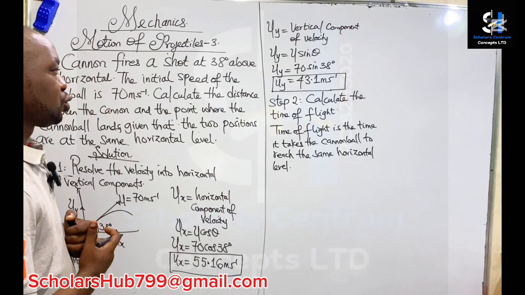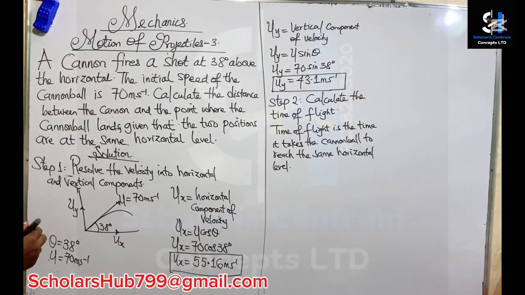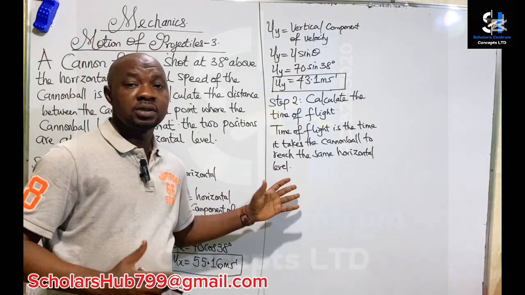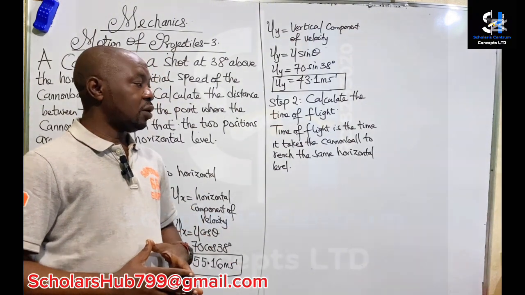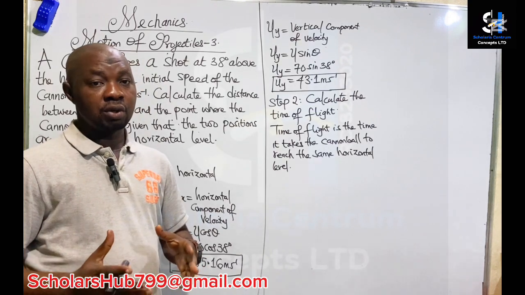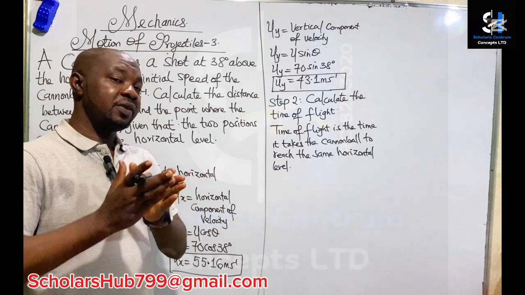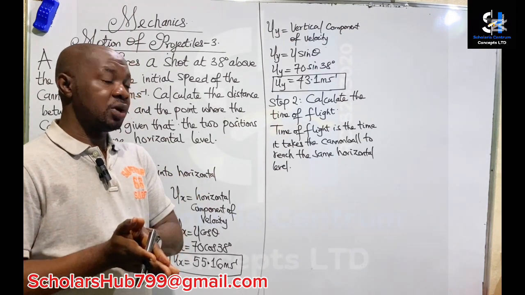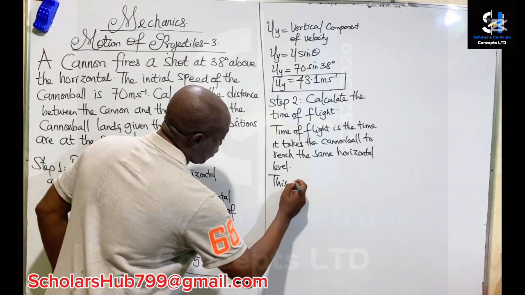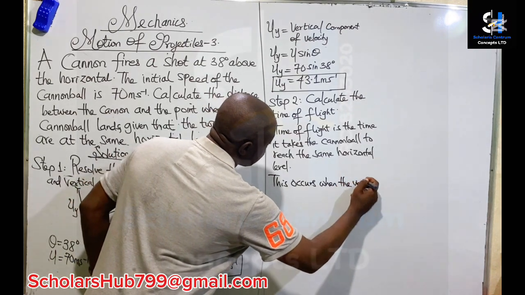So when this occurs, it means that the vertical displacement or the vertical distance will be equal to what? 0. Even when it comes to how to prove time of flight, of course we have to set the vertical displacement equal to 0, because when we talk about time of flight, the vertical displacement will be equal to 0.